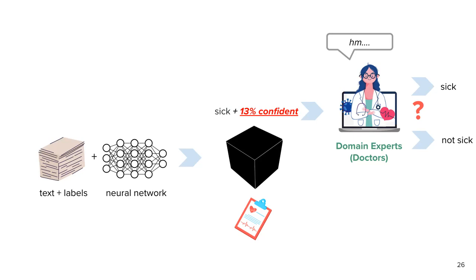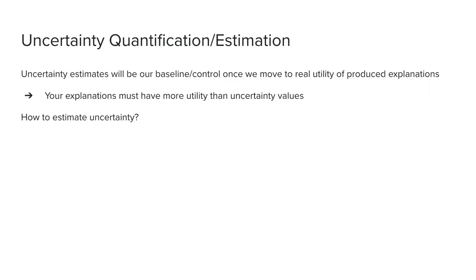So this is how these confidence or uncertainty values could be very helpful. And this is going to be our control, our baseline once we start to think about these human AI teams. So any kind of experiment we do has to be complemented by this as a baseline. If you are introducing explainability methods and you're saying my explanation can help a person have better appropriate reliance and human AI team performance, it must be better than this one because this one is the simplest.